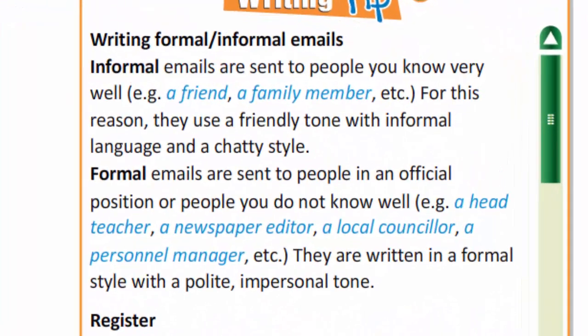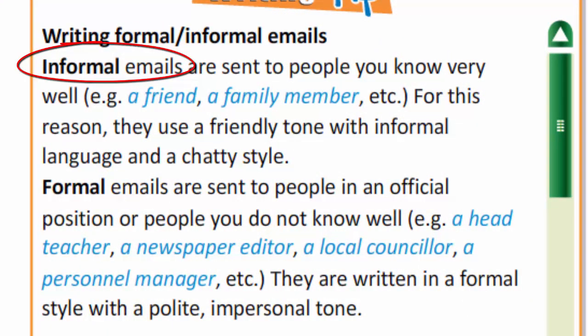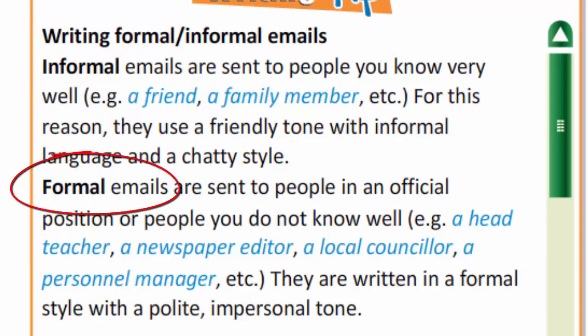Informal emails are sent to people you know very well: a friend, a family member, your niece, for example, your classmate, and so on. For this reason, they use a friendly tone with informal language and a chatty style. Formal emails are sent to people in an official position or people you do not know well. For example, a head teacher, a newspaper editor, maybe your trainer, and so on. They are written in a formal style with a polite, impersonal tone.